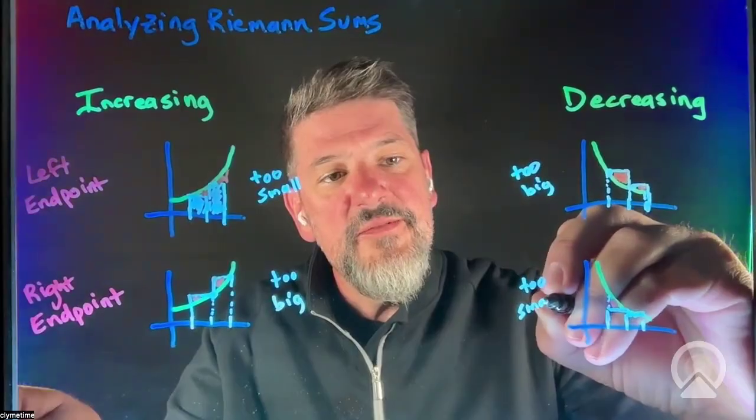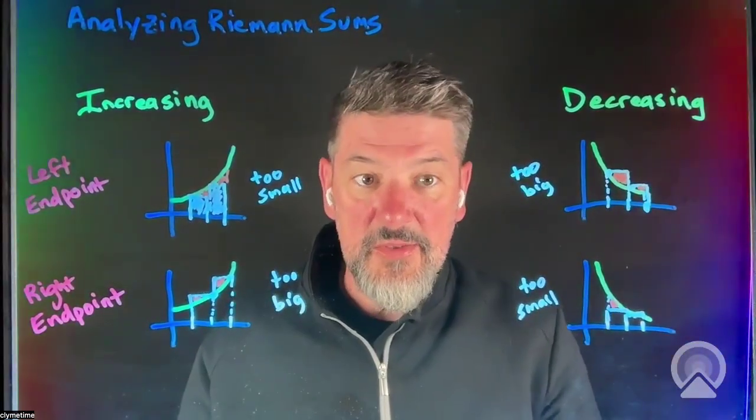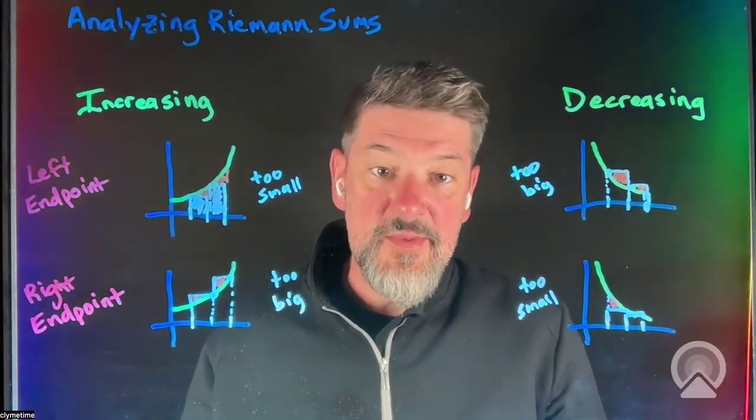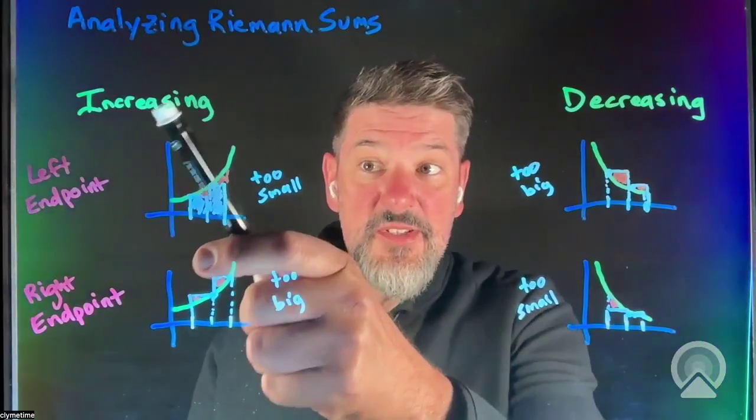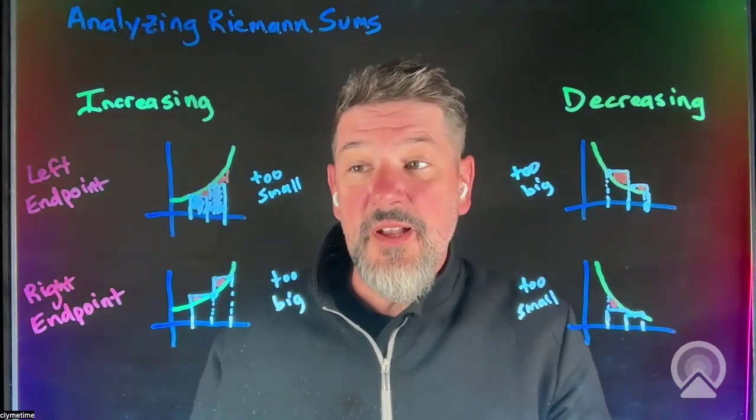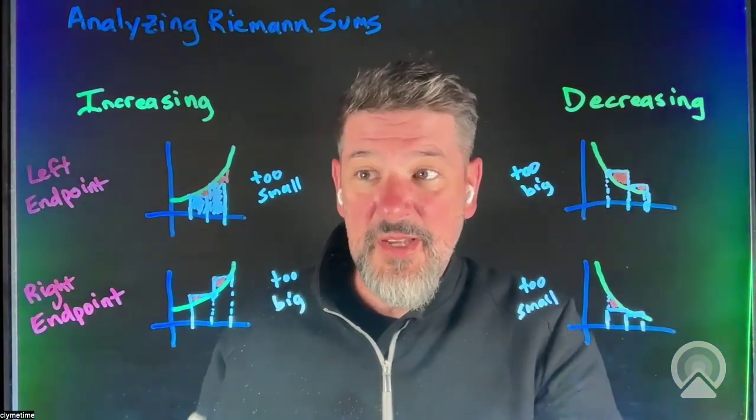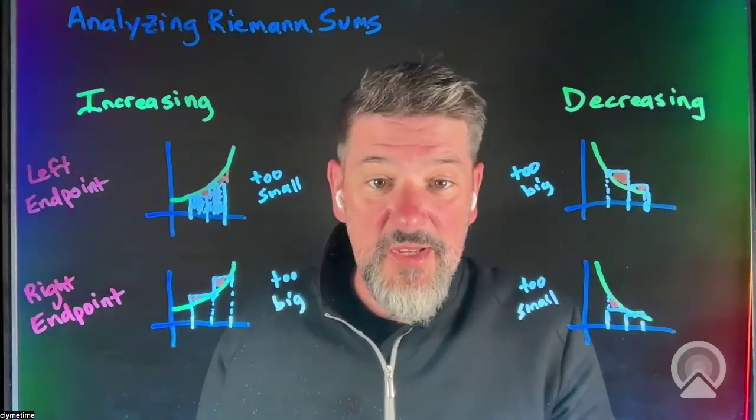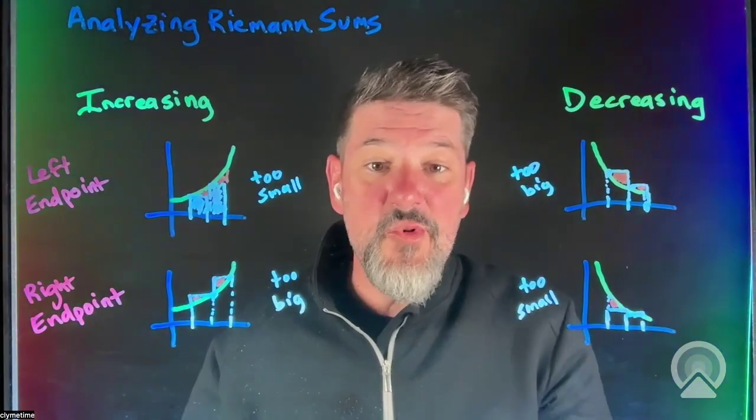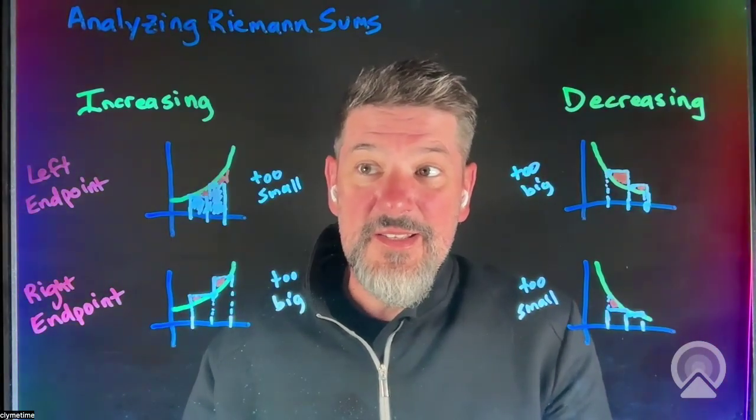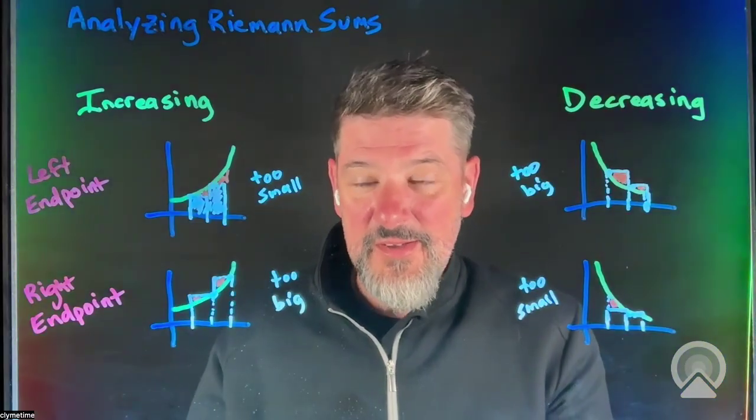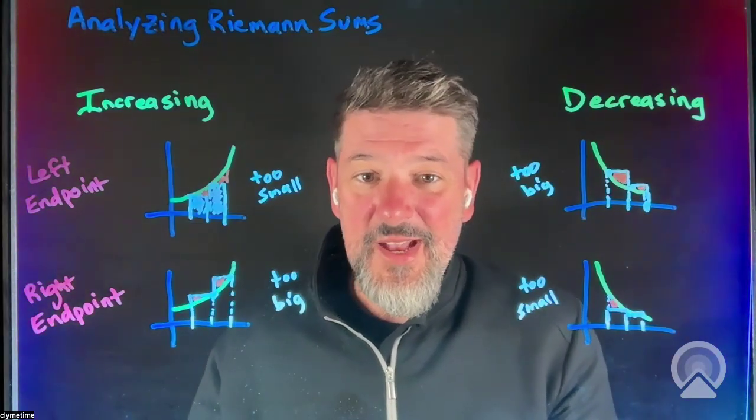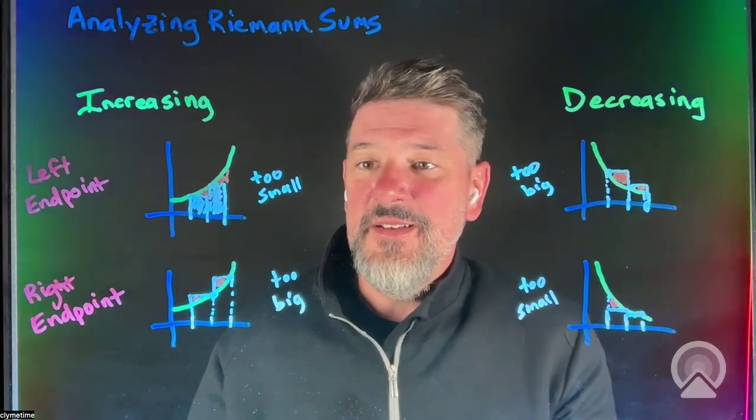So you can see the pattern. If you're trying to figure out, is your area too small or too big? It depends on two things. It depends whether or not your function is increasing or decreasing, but also whether you're using a left endpoint or a right endpoint. And if you use a midpoint, then it's going to be more accurate. It's not going to be obvious whether it's too big or too small, so it depends on how the function is behaving.